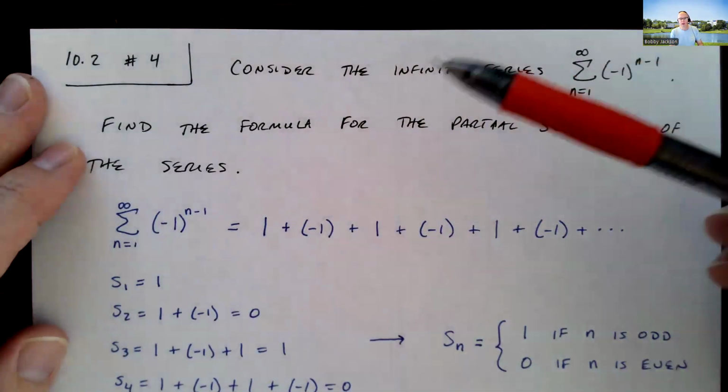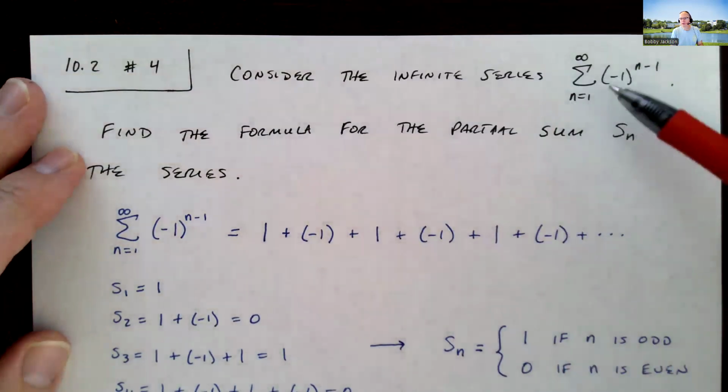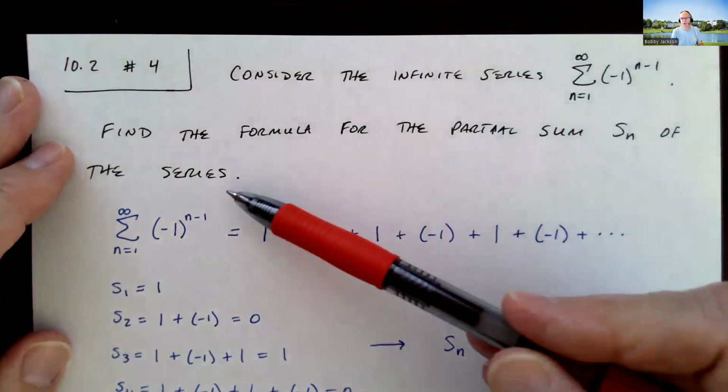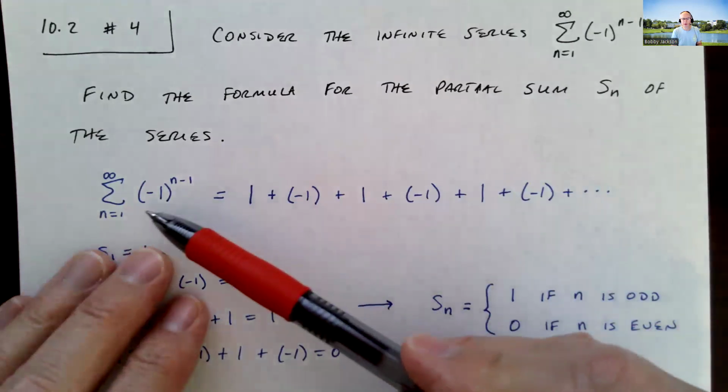All right, let's take a look at number 4 in section 10.2. We're going to consider this infinite series here, and we're going to find the formula for the partial sum of the series. I think it's always helpful to just list the terms of the series that we're adding.